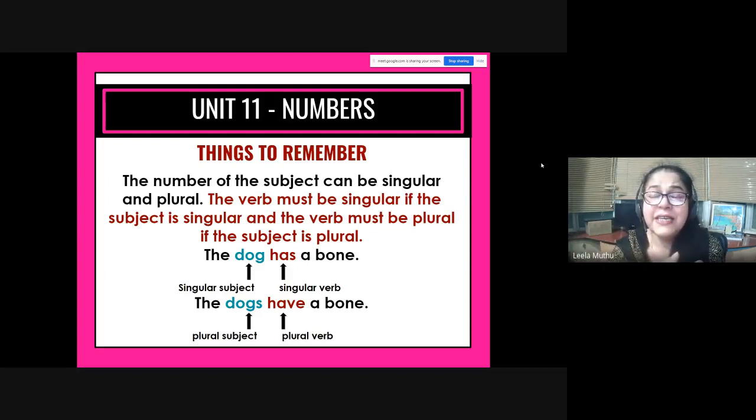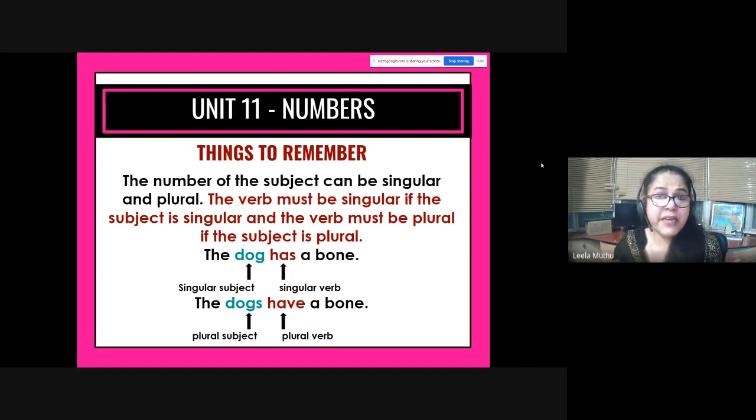You cannot say, if you're talking about the dog, the dog have a bone. So if it is a singular subject like the dog, you always say has a bone because a singular subject has to have a singular verb following it. So the dog is a singular subject and has is a singular verb. Okay, so the dog has a bone.